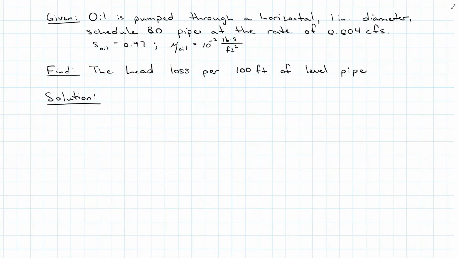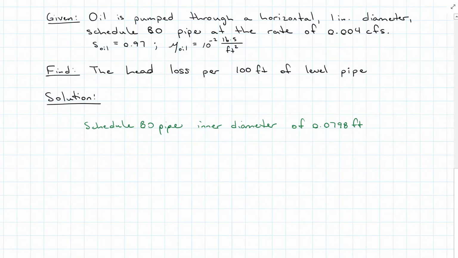All right. So all we've talked about so far is laminar. So we need to make sure that this is laminar so that we have equations available, okay? By the way, I did some searching on the internet, and the Schedule 80 pipe has an inner diameter of 0.0798 feet, and we need that inner diameter for the hydraulic diameter for our Reynolds number equation.